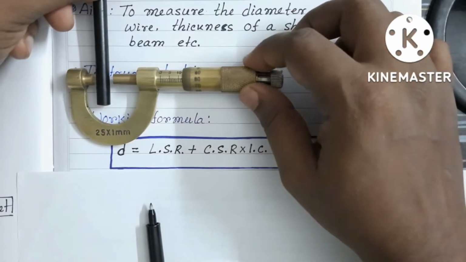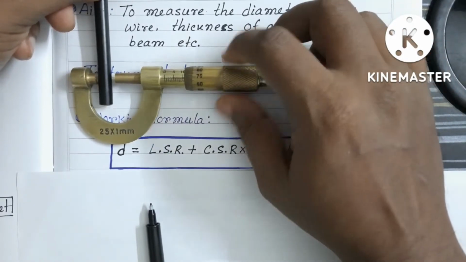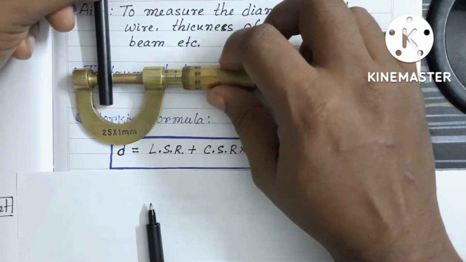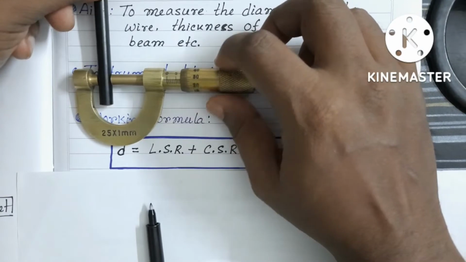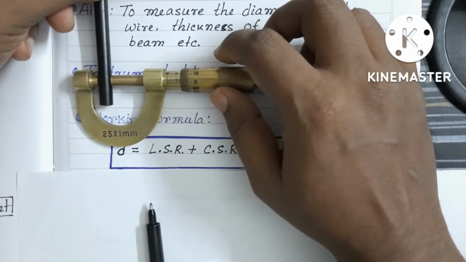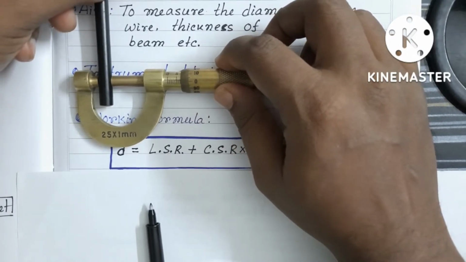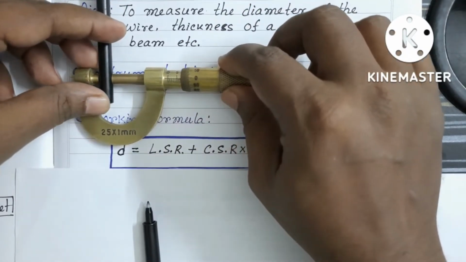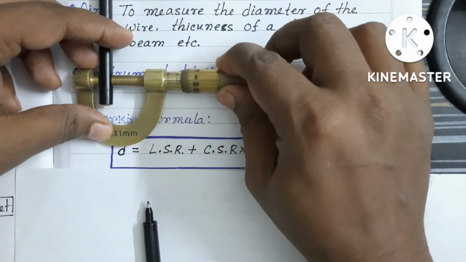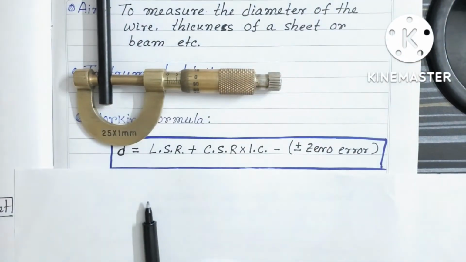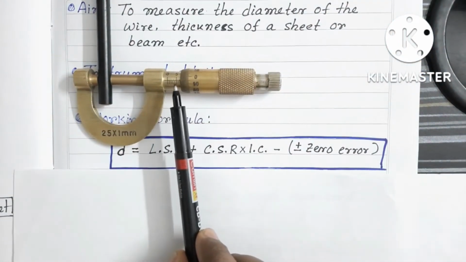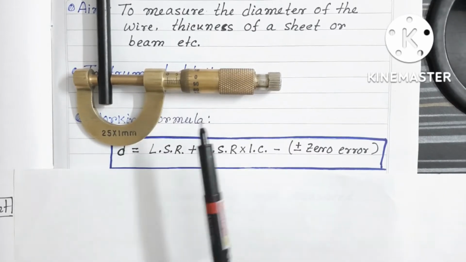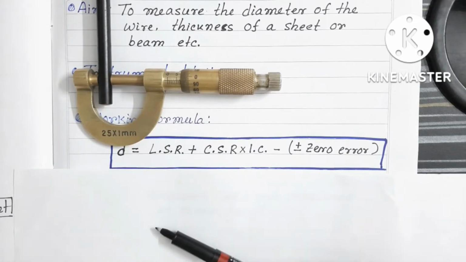in between the stud and the screw. Then if we move the screw in the right way to a certain level, the pen will be well fitted in between the stud and the screw. At that time we have to tighten it here. Then we have to take the linear scale data and the circular scale data. We will discuss this in detail in the real time measurement.